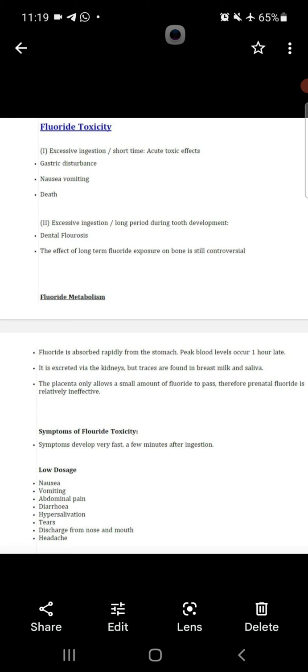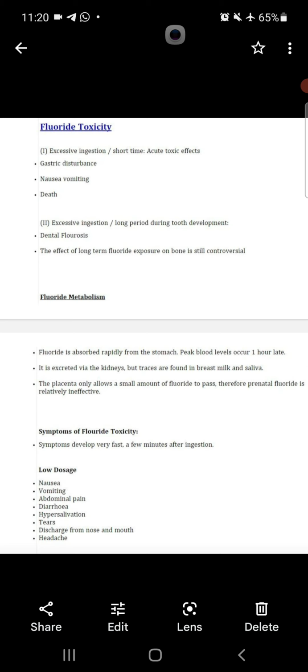Now come to fluoride metabolism. Fluoride is absorbed rapidly from the stomach. Peak blood level occurs 1 hour later. It is excreted via the kidney, but traces are found in breast milk and saliva. The placenta only allows a small amount of fluoride to pass, therefore prenatal fluoride is relatively ineffective. Now in fluoride metabolism, the MCQ's point is that its peak level occurs in 1 hour, and it is excreted via kidney, and it is absorbed from the stomach, and trace elements are found in breast milk and saliva, and fluoride can pass the placenta.